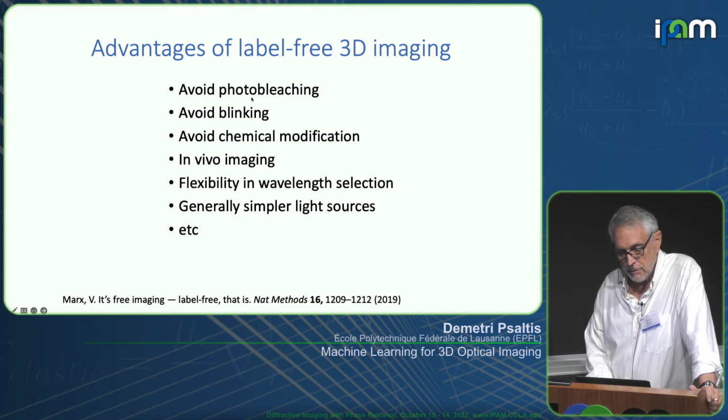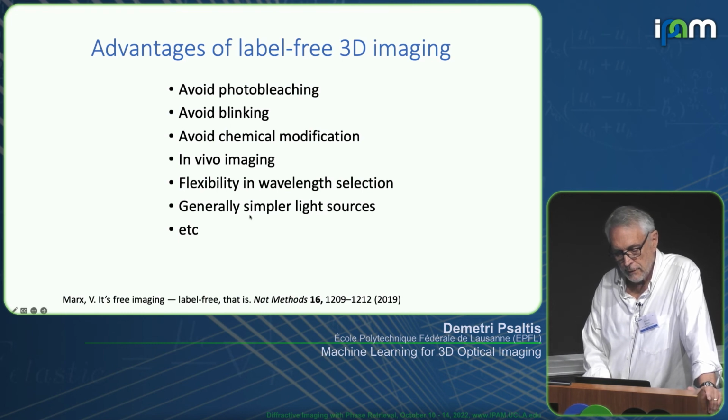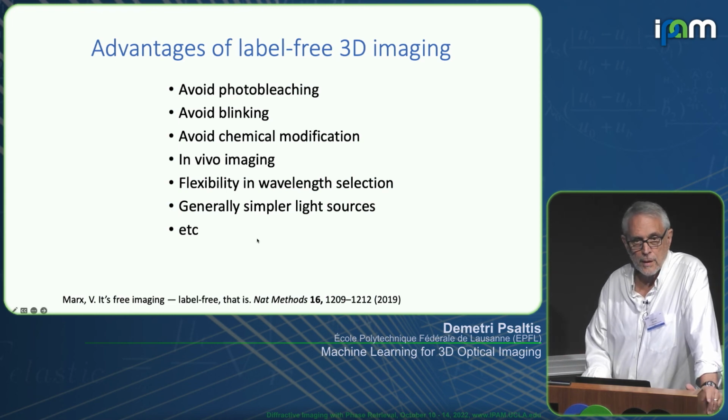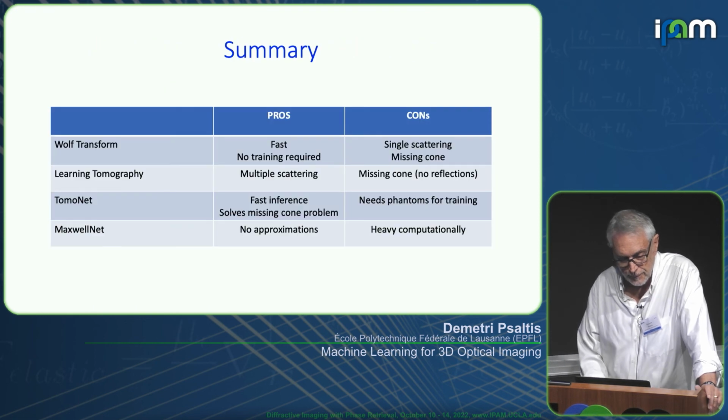The nice thing about using label-free is you can avoid bleaching, you can avoid blinking, and chemical modification by introducing labels. There are a lot of different things that you can argue are good. And in the end, you can combine it. You can have dual mode: fluorescence and this index measurement or phase measurement.